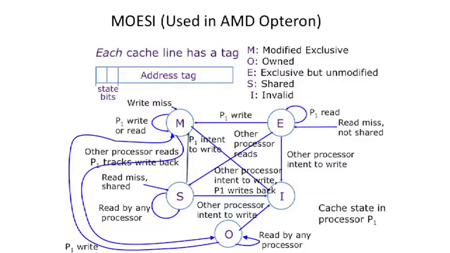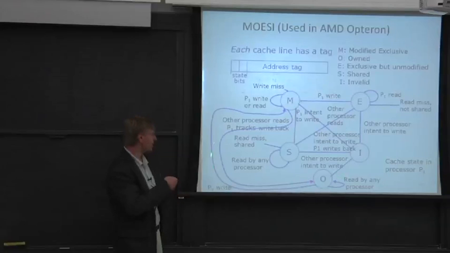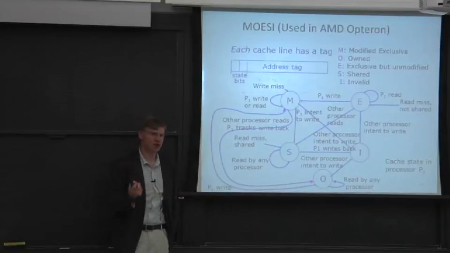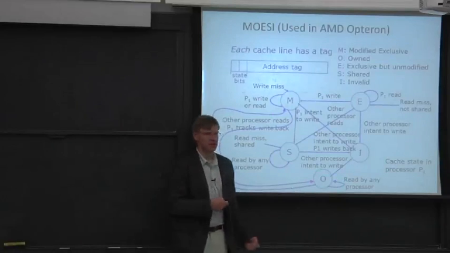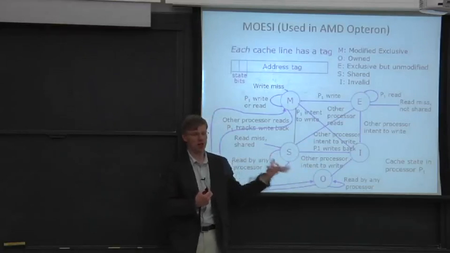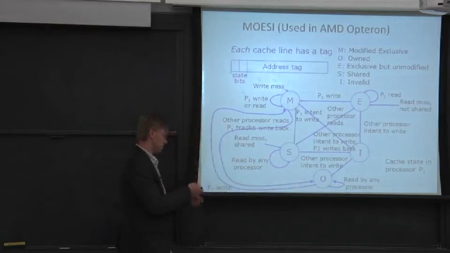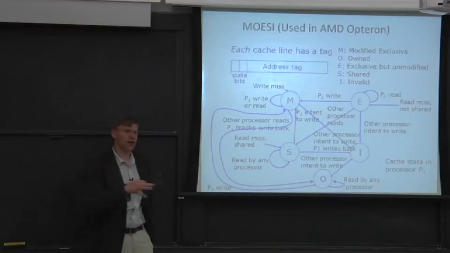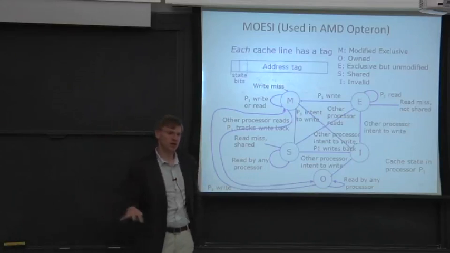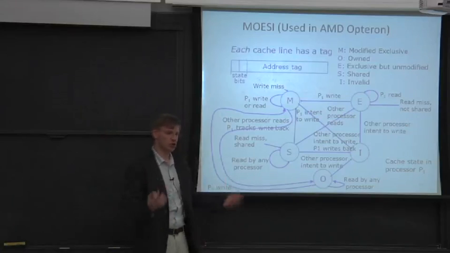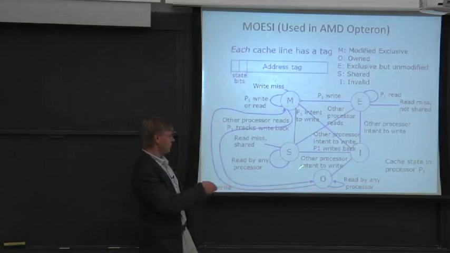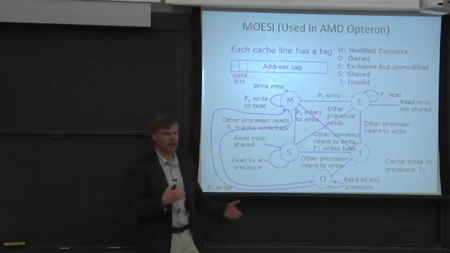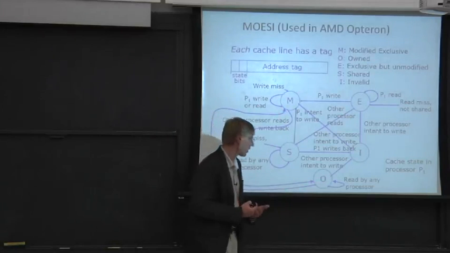Now, there's a couple other arcs here. You can transition from the owned state back to the modified state if the processor which has it in the owned state wants to do a write. It can't do that while it's in the owned state, because while it's in the owned state, other processors may have shared copies of it. So if P1 wants to do a write here, it needs to re-invalidate everyone else's copies across the bus. So it's going to have to send an intent to write for that line, and everyone else will snoop that traffic and transition to the invalid state. And then this processor will be able to transition to the modified state, and now it's able to actually modify the data.